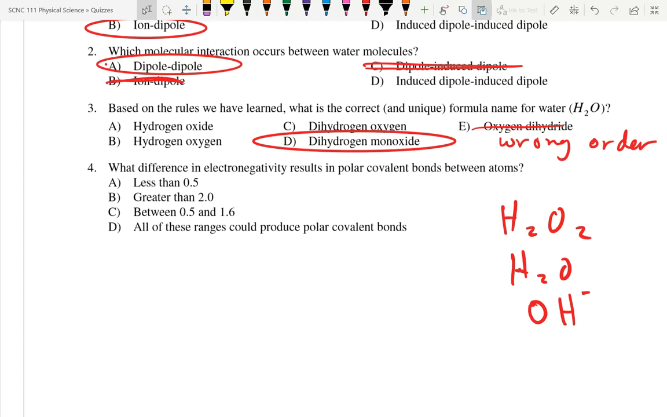Now the last one, and probably the trickiest one. What difference in electronegativity results in polar covalent bonds between atoms? So remember, we had ionic bonds is when one atom takes the electron from the other atom, and then you have two ions that are bound together by ionic forces, by opposite charges attract. What electronegativity difference is necessary to actually pluck the electron off?